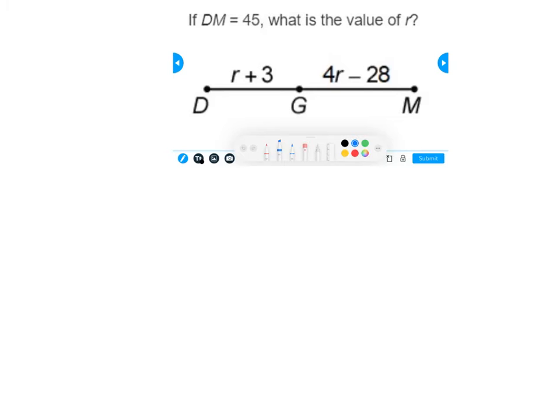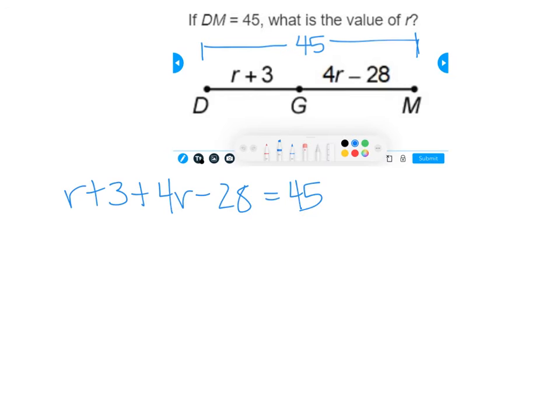All right, guys, this one's just like the one we just did on the last slide. So it's already given me a picture, which is kind of nice. So I know that DM is 45, so I might label that on my picture. So it would look something like that, and then I'm going to write my equation right underneath here. There's my equation. I add up the two pieces, DG plus GM equals DM, or R plus 3 plus 4R minus 28 is equal to 45.